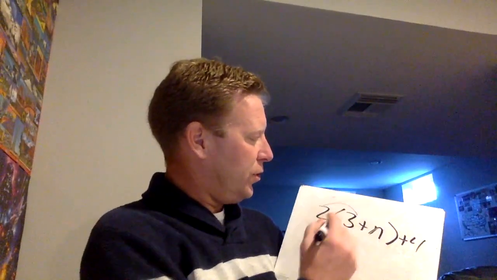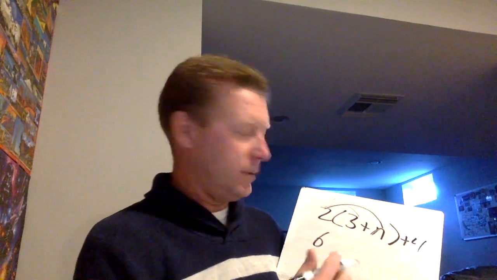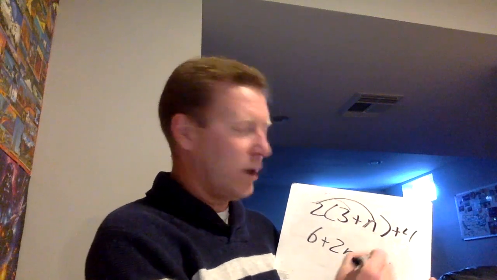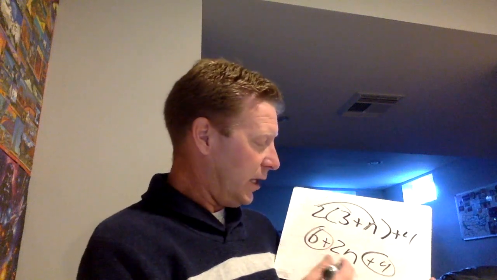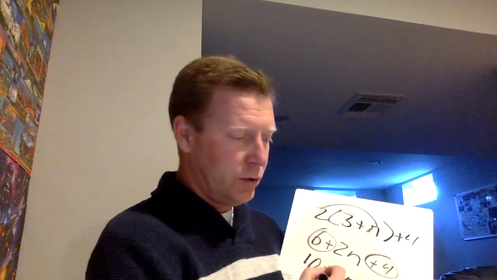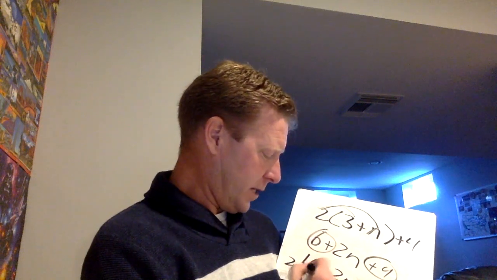I distribute the 2 through. I got 6 distributed here. What's 2 times n? I don't know, it's 2 of them. So I just do that. 2 times n is 2n. And now plus 4. Well, I can put these together, guys. 6 plus 4 equals 10. So I have 10 plus 2n. Usually in algebra class, we write that the other way around. We usually write 2n plus 10.